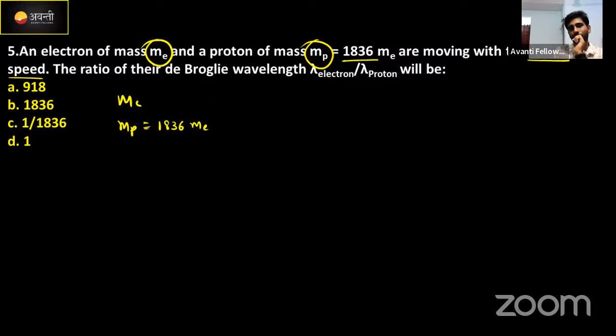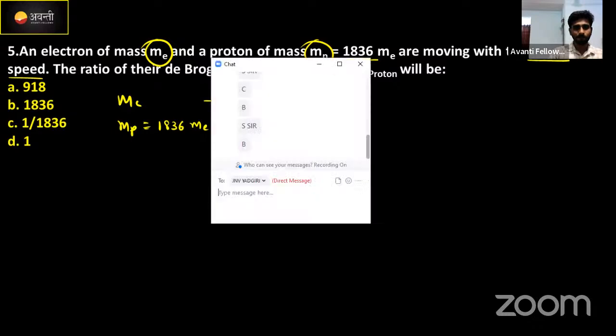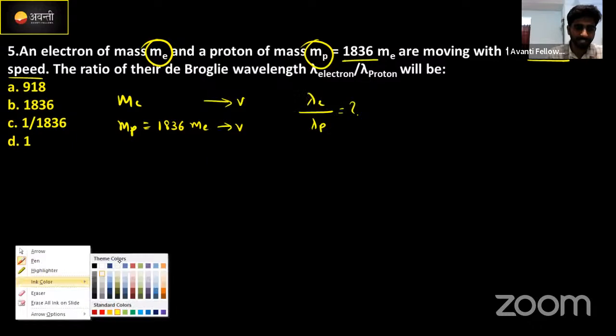Actually these two particles are moving with the same speed, v is the same. Then the ratio of lambda of electron by lambda of proton is? Okay, quickly. This is a very easy question. Quickly do the problem. Right, great effort. Right answer.